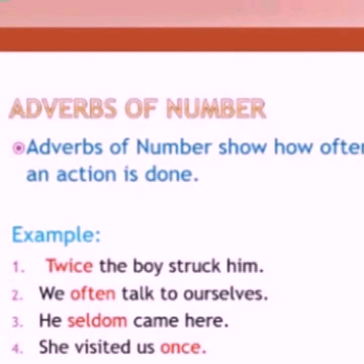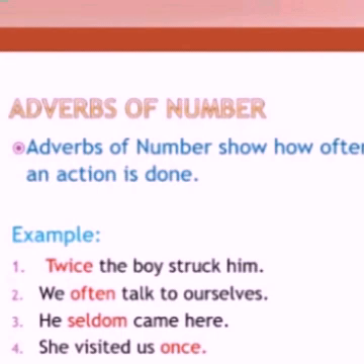Now let us move into the next kind of adverb, that is adverbs of number. Number means how many or how much or how often. In this adverb, how often. The adverbs of number show how often the action is done. For example, twice the boy struck him. We often talk to ourselves. He seldom came here. She visited us once.